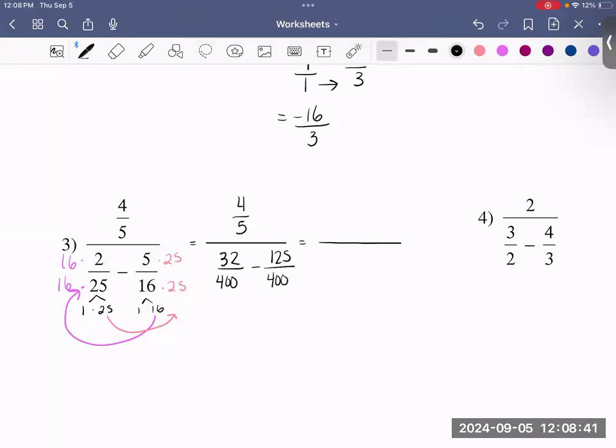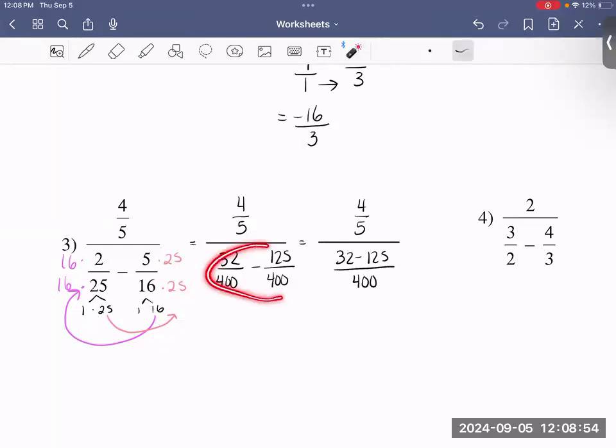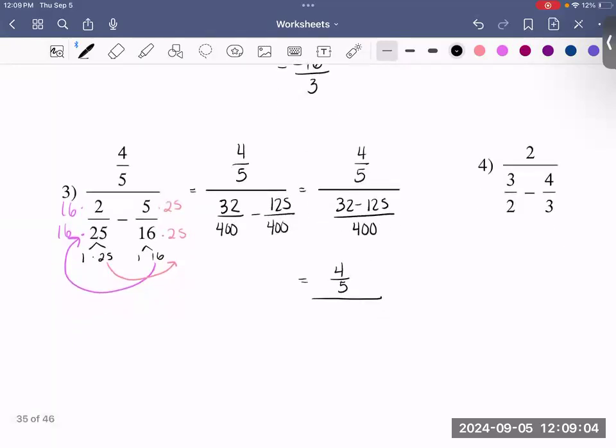Because your denominators match, we can bring them together. Now that middle step right there, you can skip and go right to writing them under one denominator like that. You don't need to break them up here as long as their denominators match. So now we can go ahead and subtract here 32 by 125, which gives us negative 93 over 400. Now that your denominator is fixed, this is the point where we get to keep, change, flip.